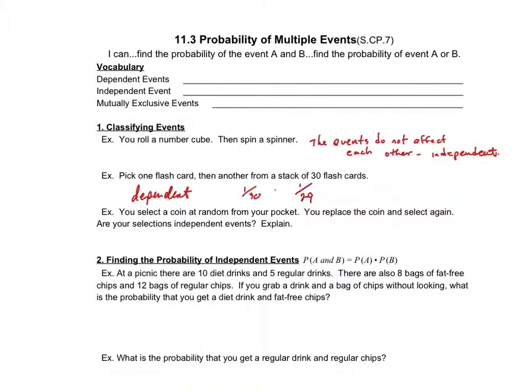And then this next one: you select a coin at random from your pocket, then you replace the coin and select it again. Are these selections independent events, and why? Well, you would first maybe think, because I'm doing it over and over again, that it might be dependent. But since you keep replacing the coin after each selection, each time you've reset it and it becomes an independent process again. So that's why that's considered independent, because it's the same possibility over and over again, and it's independent because you're replacing it, okay?